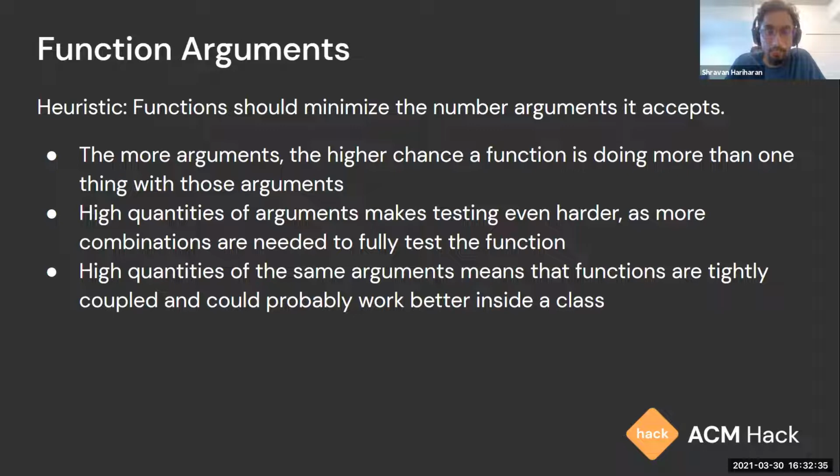And higher quantities of the same arguments. I think I switched arguments with parameters, by the way. So I think this is supposed to be parameters. That's my bad. But yeah, a high number of parameters means that the functions are tightly coupled and should probably work better in a class. And we'll take a look at this in our refactor as well. But basically, minimize the number of function arguments.